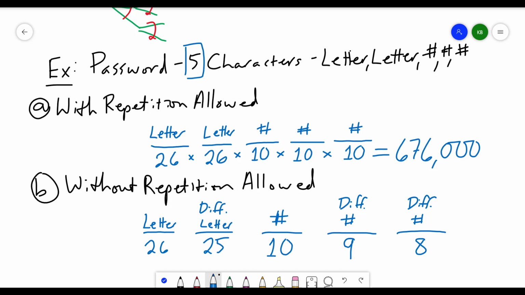So again, once I've got all of my numbers filled in of the possible outcomes, I take and I multiply them together. And once I've multiplied them together, I find that I have 468,000 possible passwords that way. So notice just by not allowing repetition, I've decreased the number of passwords that I have by over 200,000. So these numbers really do add up very quickly.